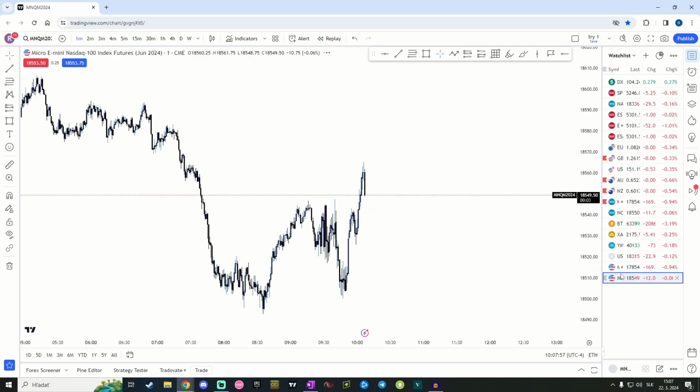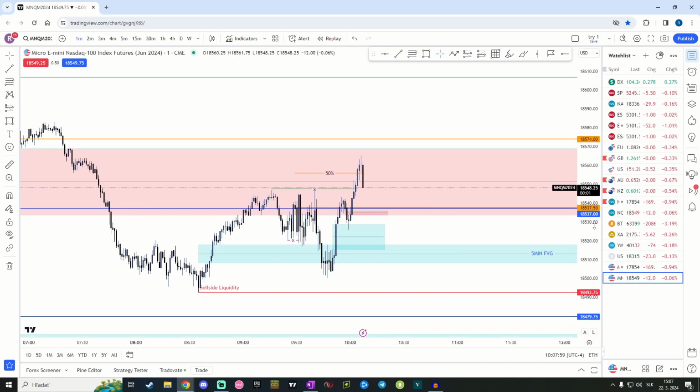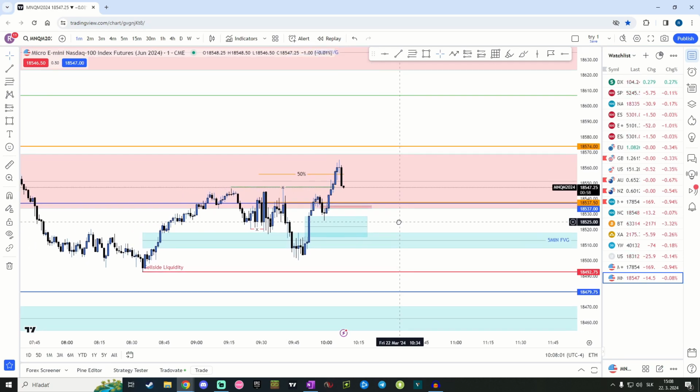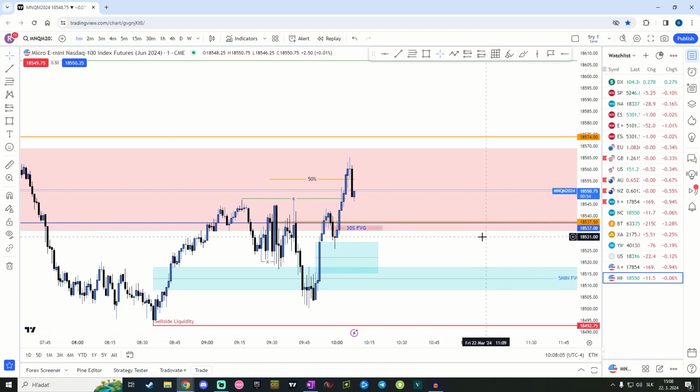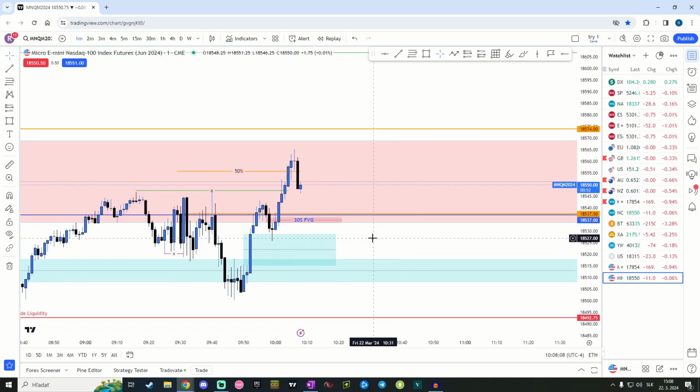So I'm not sure if there is still possibility to favor the shorts. There is a fair value gap. I will try to note it, but as I said, I'm really not that confident in this direction.